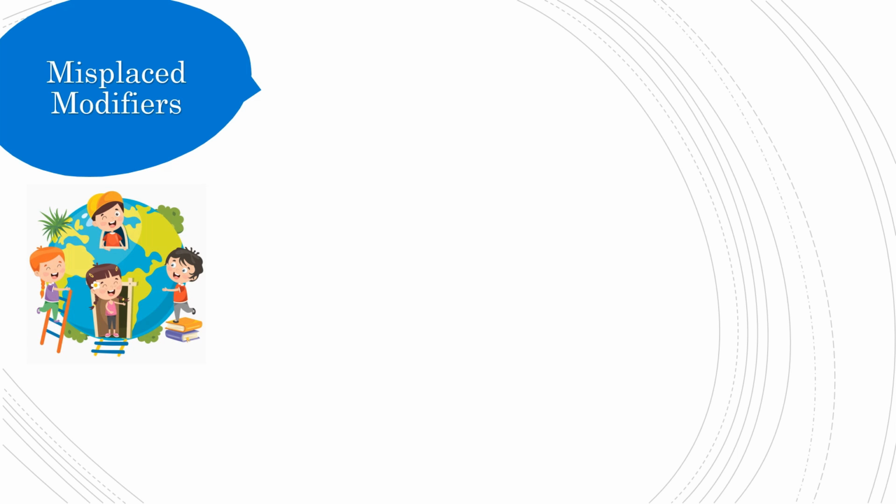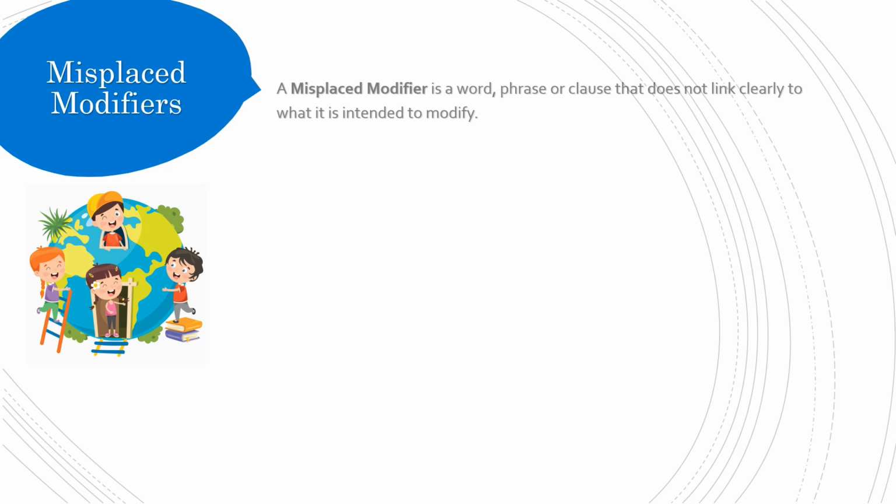Misplaced modifiers. A misplaced modifier is a word, phrase, or clause that does not link clearly to what it is intended to modify.